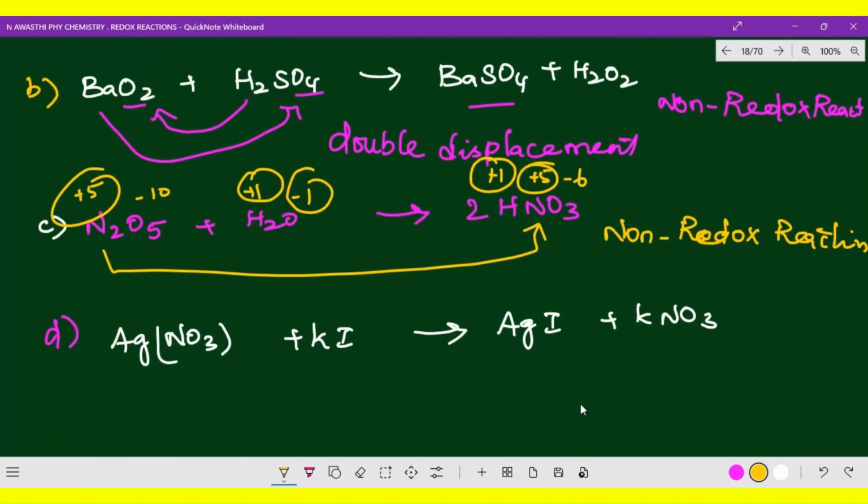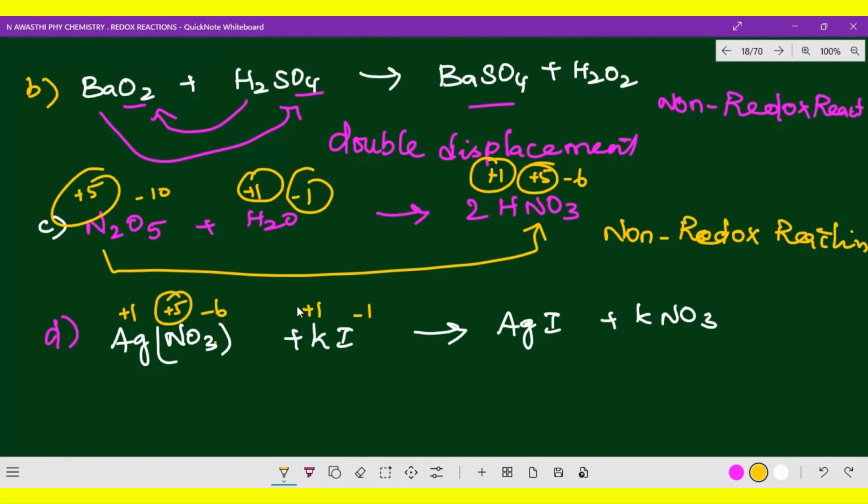Now the next one: AgNO3 plus KI gives AgI plus KNO3. See, this also remains the same. Here iodine is -1 and silver is +1. Here also it is +1 oxidation state. NO3 is not that big, and there is no bracket. Here oxygen is -6 and nitrogen is +5, so also a +5 oxidation state.